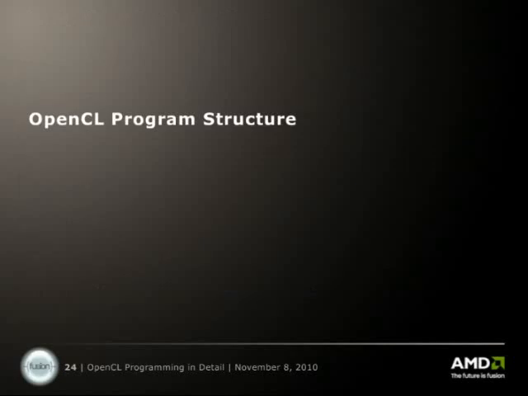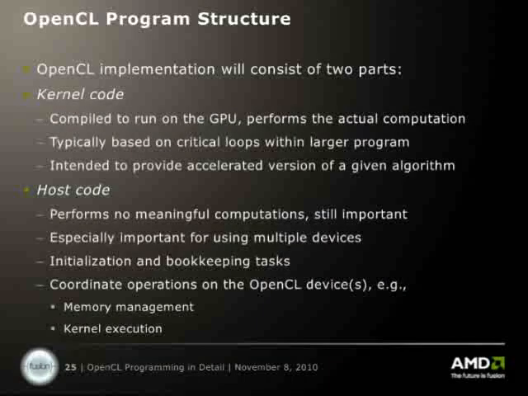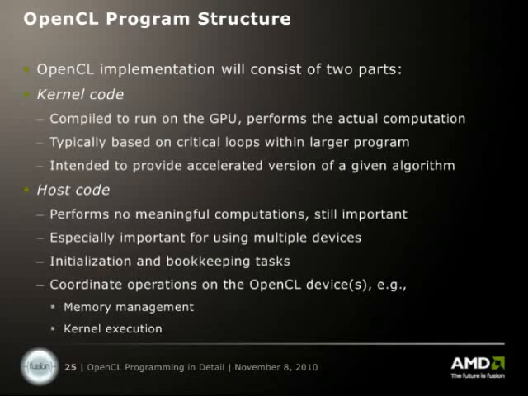All right, so now I want to discuss the OpenCL program structure for the OpenCL implementation of this algorithm. As I said, the OpenCL implementation will consist of two pieces: kernel code and host code. The kernel code will be compiled to run on the GPU, and this performs the actual computation. This is typically based on critical loops within a larger program that you want to accelerate, to provide an accelerated implementation of some given algorithm.